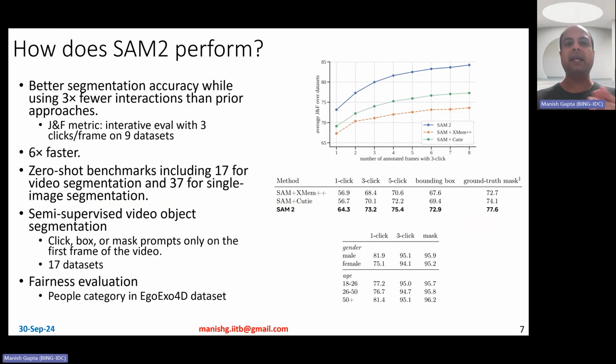Okay. So how does SAM2 perform? Well, they do several experiments. In fact, they do experiments on many, many datasets. They found that SAM2 gives you better segmentation accuracy while using 3x fewer interactions than prior approaches.